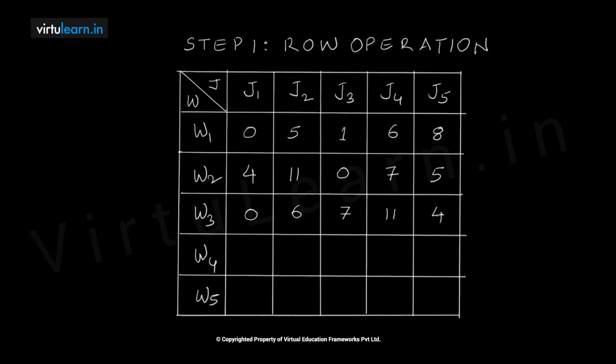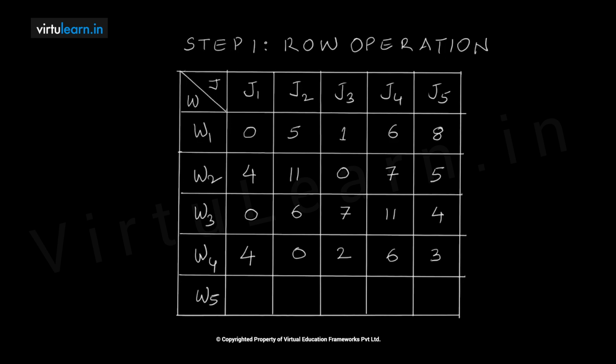Similarly, for the next row, the minimum element is 9. So we'll write down 13 minus 9, 4; 9 minus 9, 0; 11 minus 9, 2; then 15 minus 9, 6; 12 minus 9, 3.